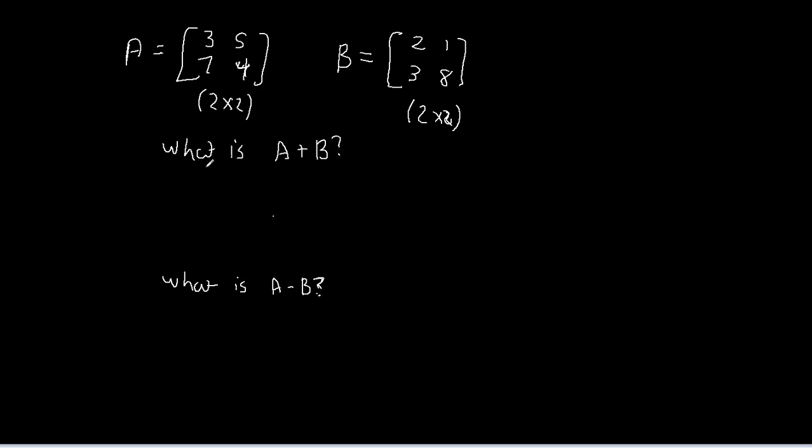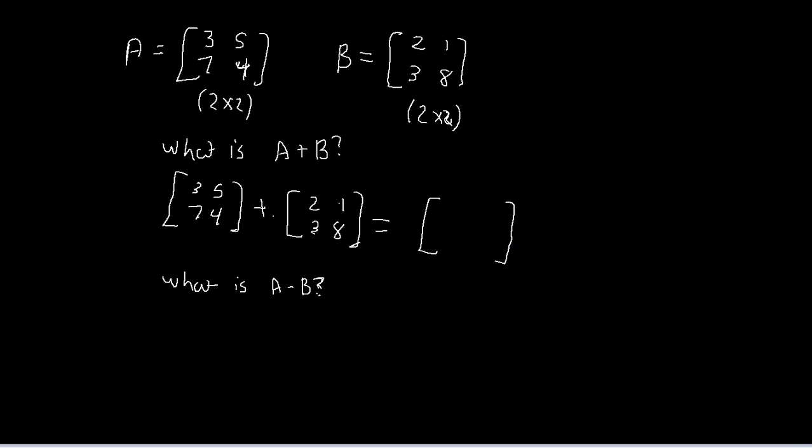Okay, so we have the question, what is A plus B? So we're going to be doing matrix addition. Let's rewrite our problem here. We have 3, 5, 7, 4, and we're adding that to 2, 1, 3, 8. What is that going to equal? Well, we know we have a 2 by 2 matrix as input, so we know our output is also going to be 2 by 2.